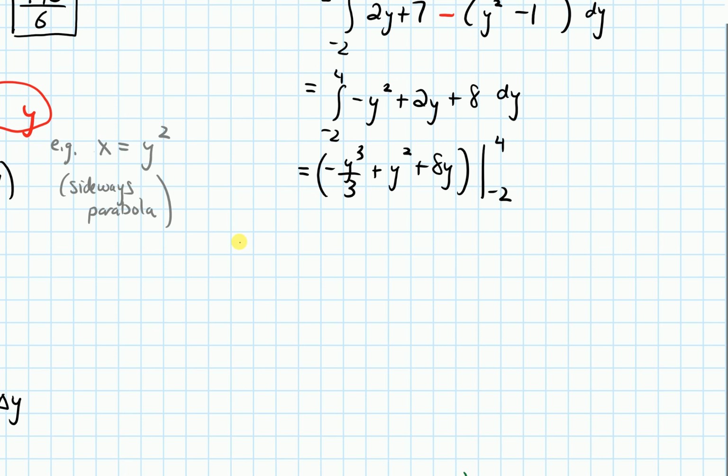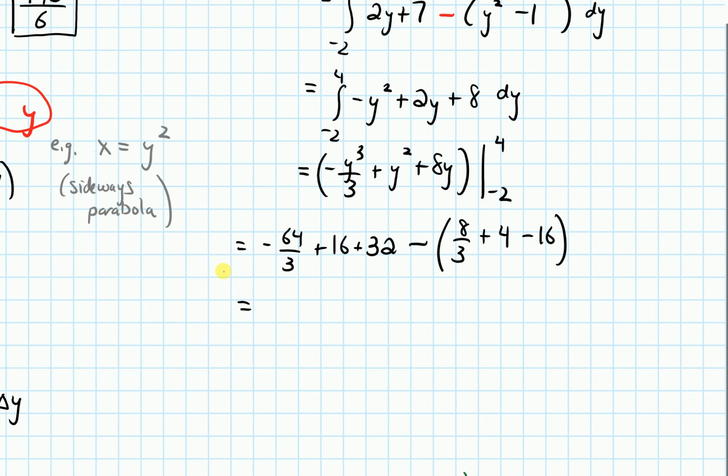Plugging in 4, we get negative 64 over 3, plus y squared gives me 16, and then plus 8 times 4 is 32. And then minus what you get if you plug in negative 2. Plugging in negative 2, the first term gives positive 8/3, the next term gives plus 4, and then 8 times negative 2 is negative 16. Awesome.